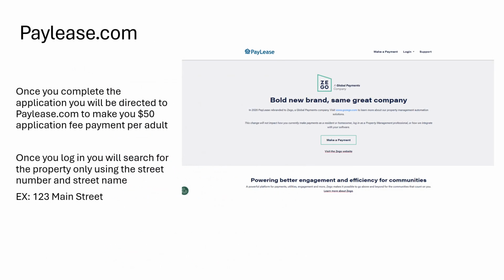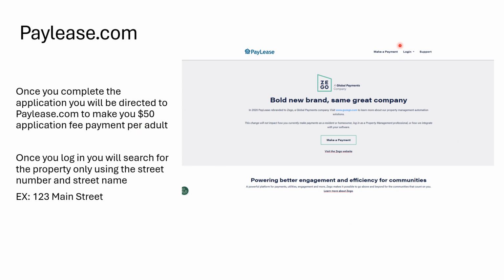And then once you complete your application, it should auto direct you to paylease.com, which this is a screenshot of the website, what it kind of looks like. It also goes by Zego.com. So you're going to have to pay a $50 application fee per adult. So even if, say, you're a couple, you would have to pay $100. If it's 3 people, $150. But if it's just one person, you'd have to pay $50.